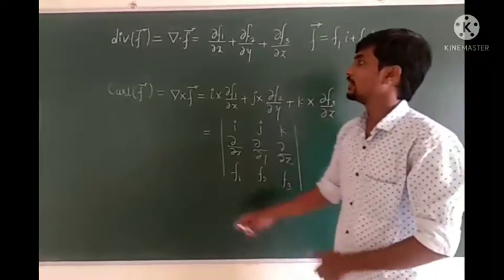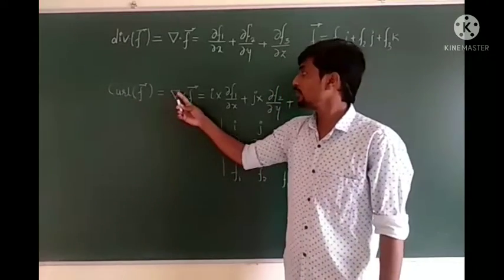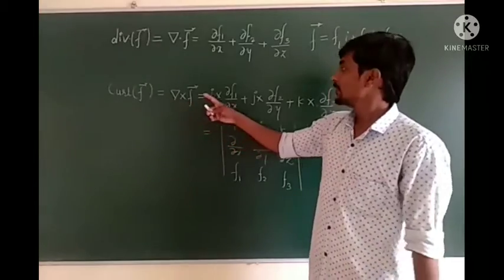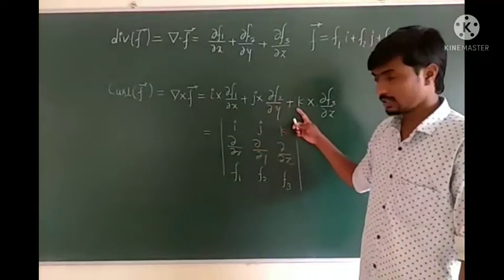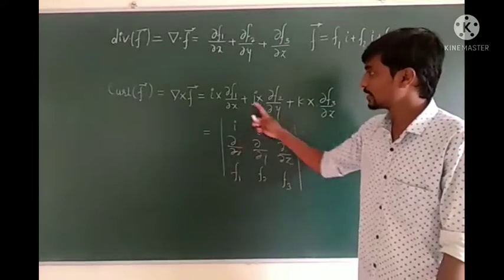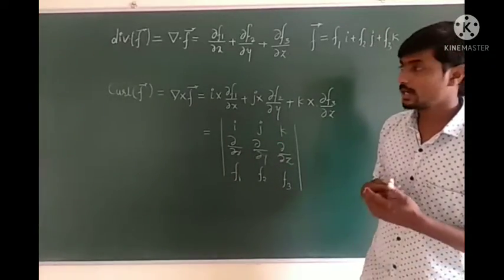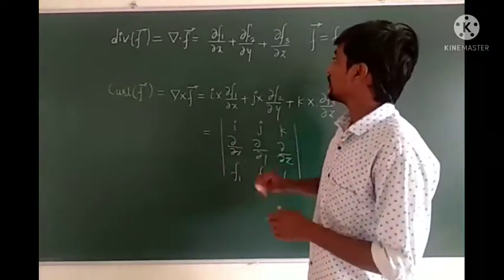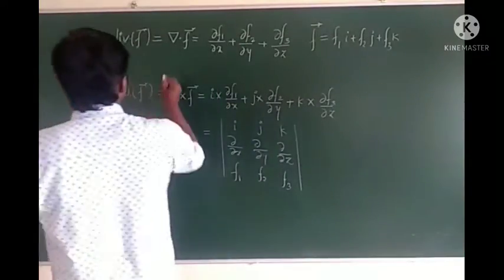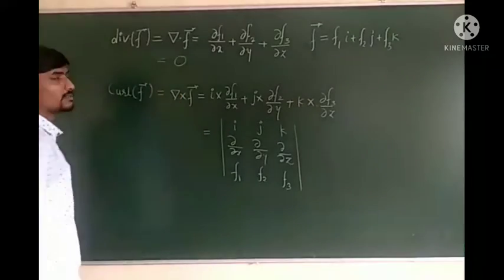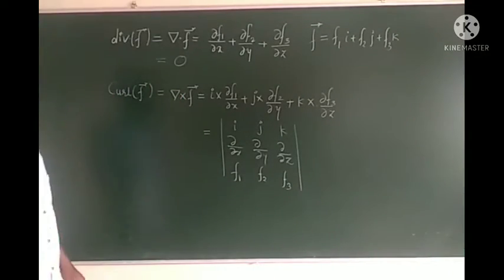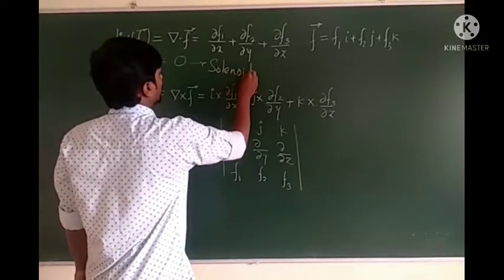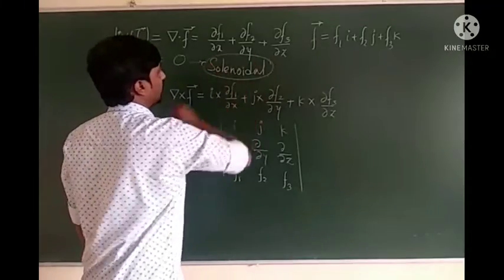Suppose you want to calculate the curl of a vector, then we have to take the cross product with the differential operator del. Similarly, we have the definition of the curl of a vector, and this is the working procedure we use to find the curl of a vector. Also, if del dot f is equal to 0, then this condition is called solenoidal.